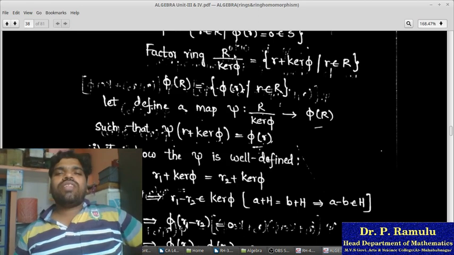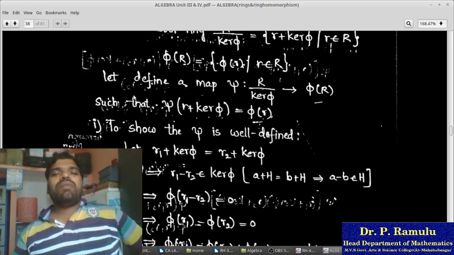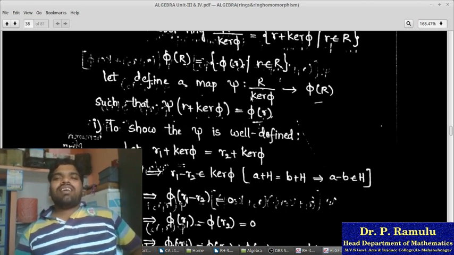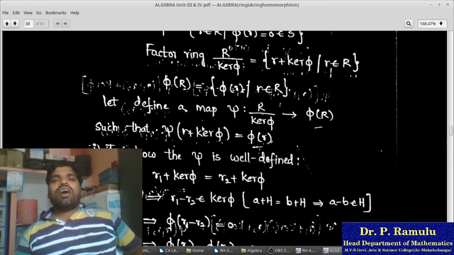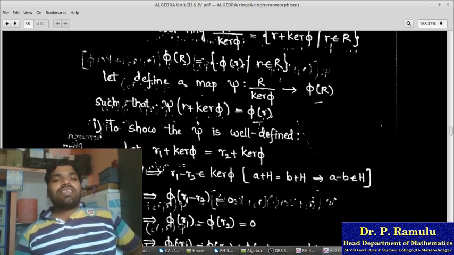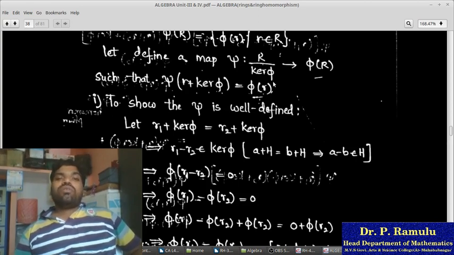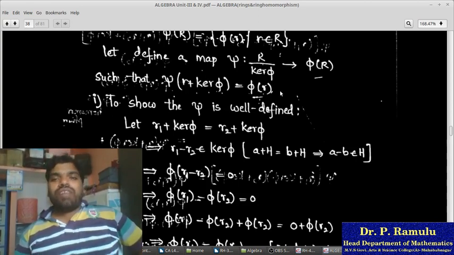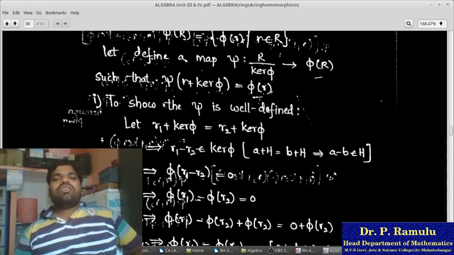Now we have to show that R/ker π is isomorphic to π(R). For this I am defining a map ψ from R/ker π to π(R) in such a way that ψ(r + ker π) = π(r). I don't yet know whether this map is well defined or not, so first of all I am checking that it is well defined.